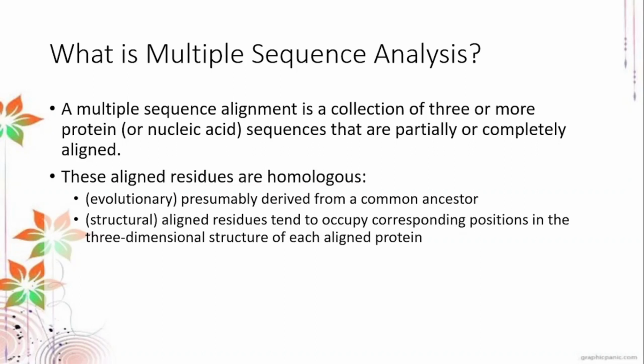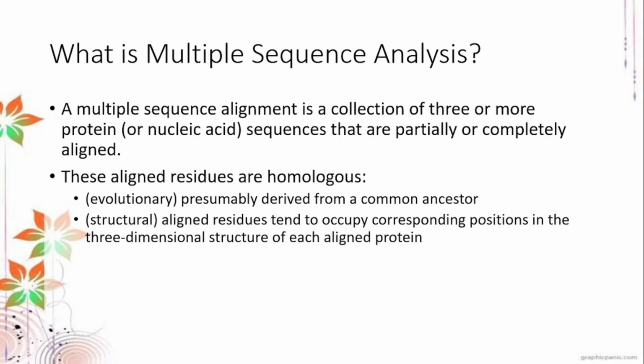This is a collection of 3 or more protein or even nucleic acid sequences that are partially or completely aligned. When we say partially, we align them based on local alignment, whereas if it's completely aligned, it's a global alignment. It's just like pairwise alignment, but instead of just a pair or two sequences that we align together, in multiple sequence analysis, as the name suggests, we are aligning more than two sequences, so 3 or more.